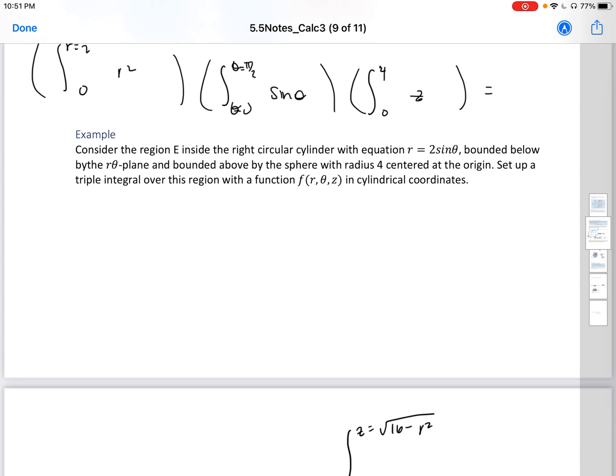So notice that it talks about our r theta plane being bounded above by a sphere with a radius of 4 centered at the origin. So I'm going to draw that r theta plane since that's what we have left. All right. Now it says that we want the above sphere. So we're focusing on this part right here, and it has a radius of 4.